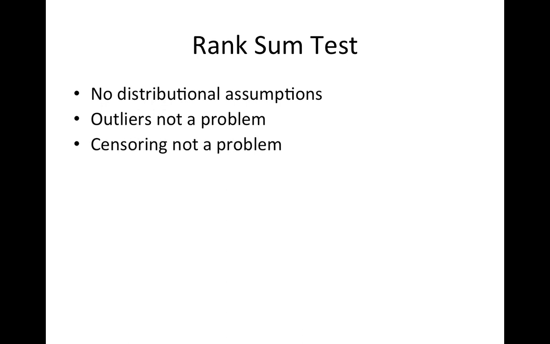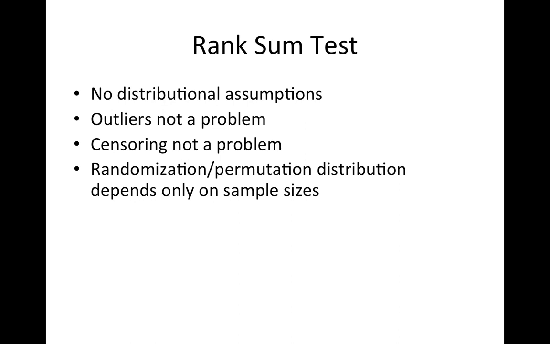So what are we saying about the rank sum test? We don't have to make any distributional assumptions. That will have more meaning when we talk about tests that do have distributional assumptions. But we don't have to assume anything about what the data looks like initially. Outliers are no big deal with a rank sum test because as soon as we take the ranks, there will be no outliers. Censoring is not a problem. Even if we don't know exactly what a value is, we just know it's greater than some particular value, that's okay. The rank sum test doesn't have a problem with that.